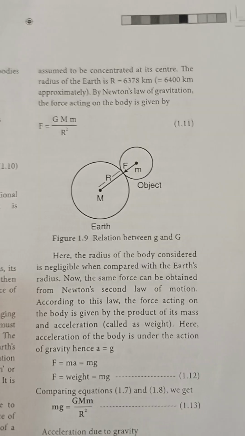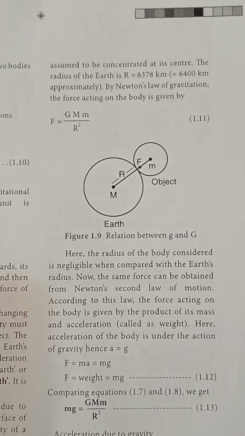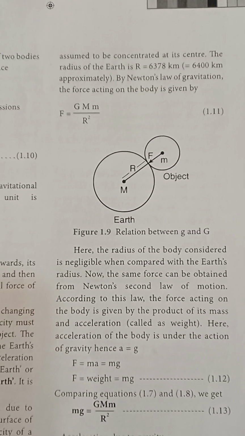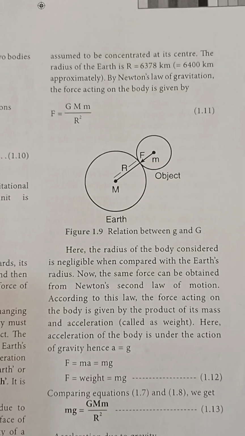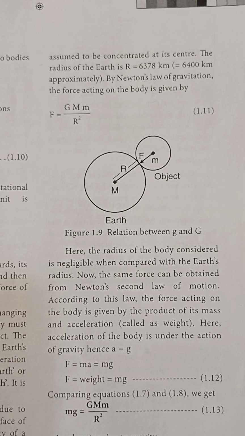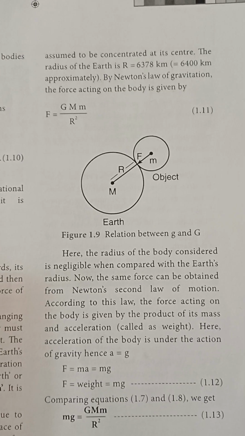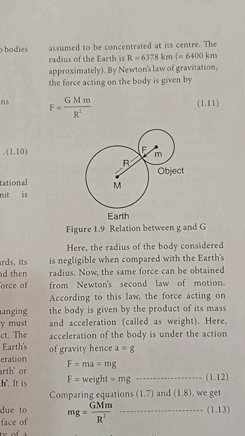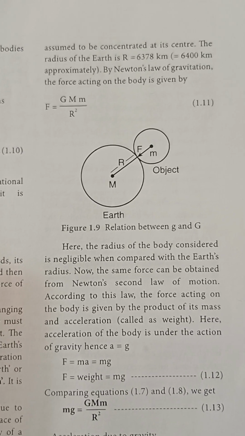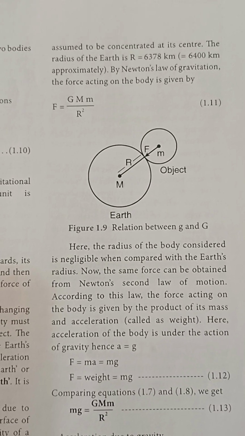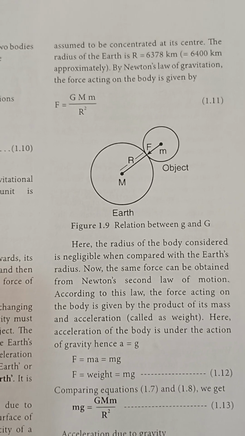We have already seen what is the force between the two bodies. One of our bodies is the earth, another one is the object. So the force between these two bodies will be given by F equal to G into M by R squared. Since the radius of the object is negligible compared to the radius of the earth, we can neglect it. So simply R is the radius of the earth they have considered.